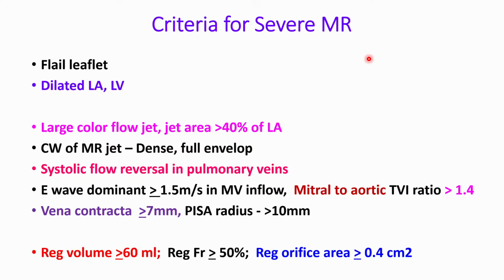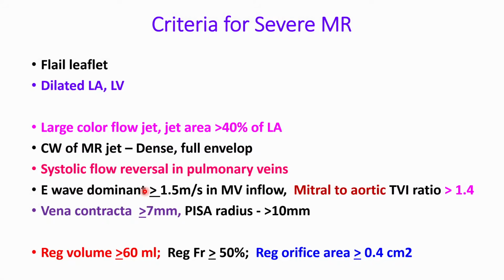So to summarize, what are the criteria for severe MR? One is flail leaflets, usually associated with severe MR, a dilated LA and LV, and a reduced EF. Then a large color flow jet with a jet area more than 40% of the LA, continuous wave Doppler showing a dense full envelope MR, then systolic flow reversal in the pulmonary vein.